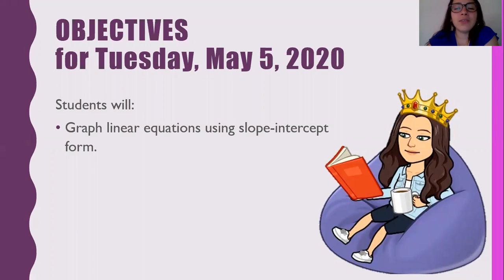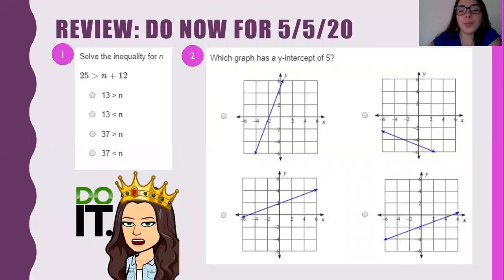So the objective today for Tuesday, May 5th, is that you will graph linear equations using slope-intercept form. Before we even get into that, I want to go ahead and review the do now that was due today. Question number 1 is a question you guys have seen in class before.